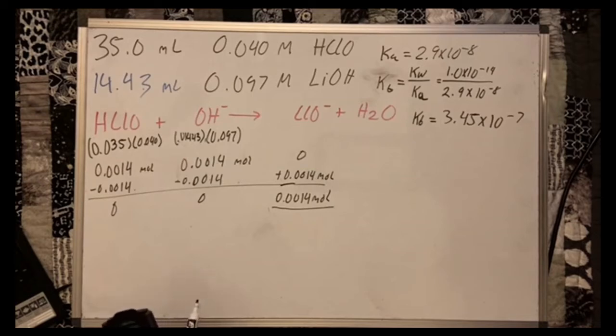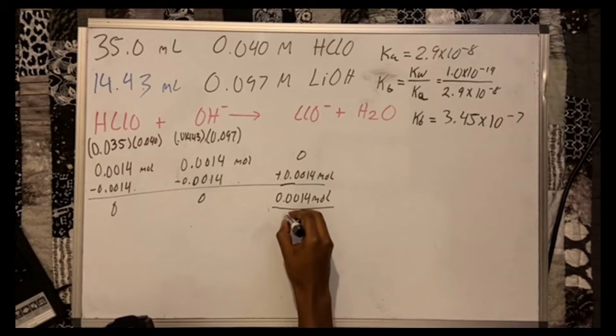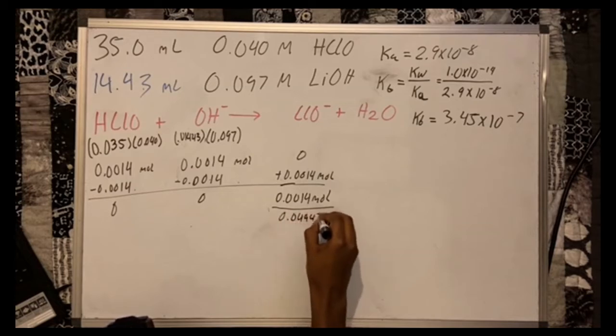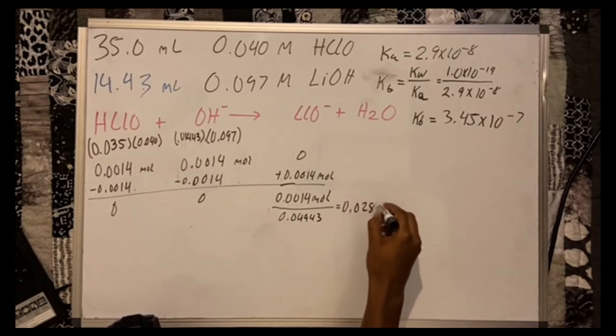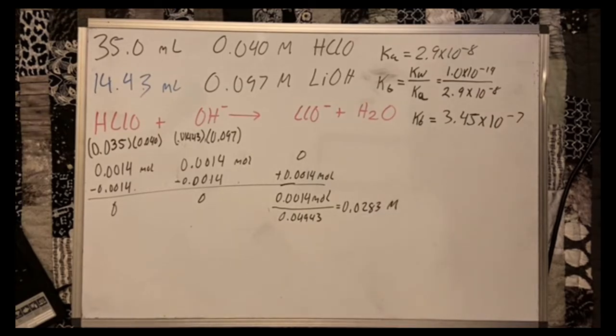Okay, so 0.0014 over my 14.43 plus 35, and I get, oh geez, I didn't do it right. 14.43 plus 35, almost messed up again. Fixing it now. So 0.0014 divided by 0.04943, and I got 0.0283. Ooh, okay. All right.